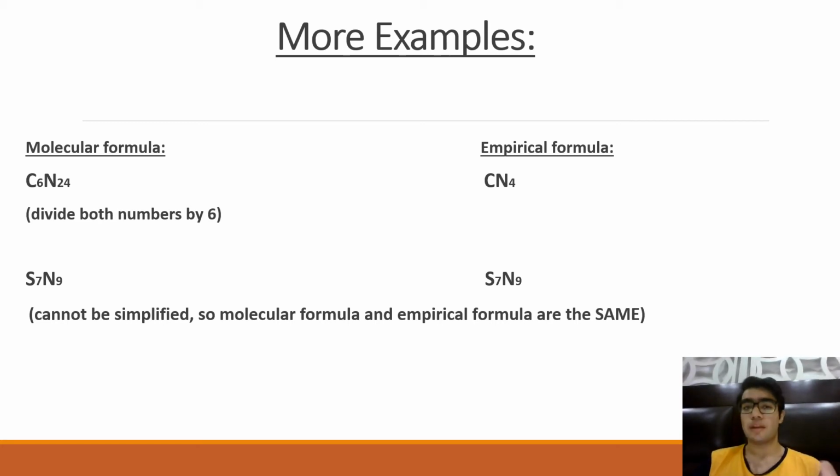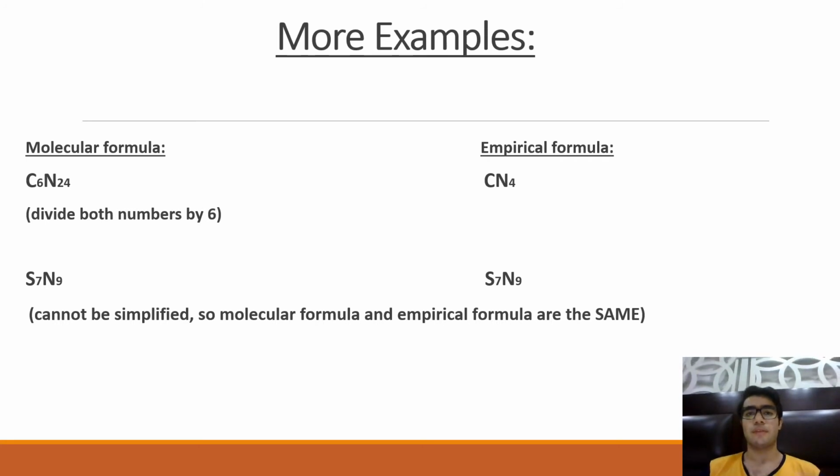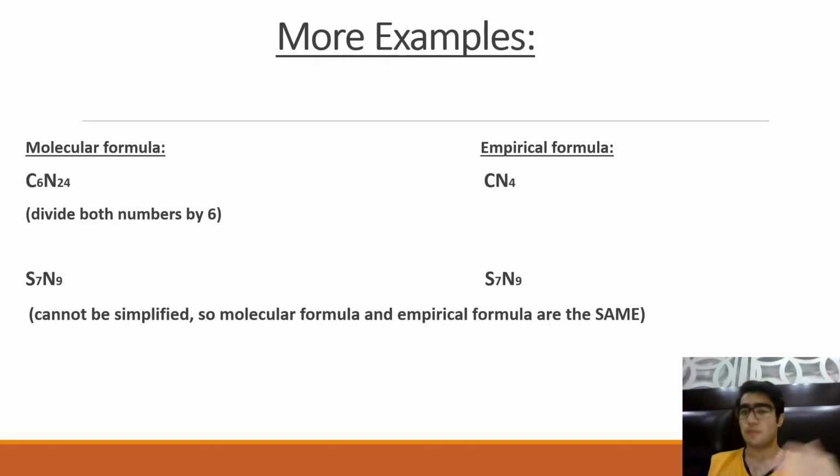So how do you identify a molecular formula? Just in case you want to know. Basically, if the formula has numbers that are not reduced to their simplest form, that means the formula is a molecular formula. Okay, so here's an example.